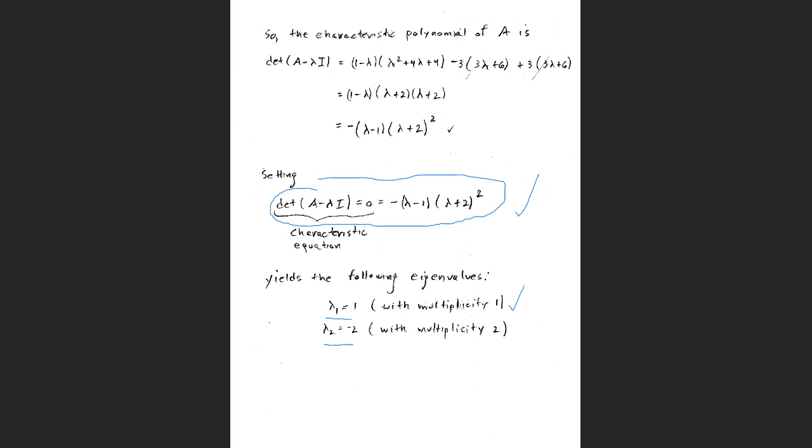And also you have corresponding multiplicities. So the factor lambda minus 1 only occurs once. So the eigenvalue lambda equals 1 has multiplicity 1. The factor lambda plus 2 occurs twice because it's lambda plus 2 squared. So that eigenvalue is going to have multiplicity 2.